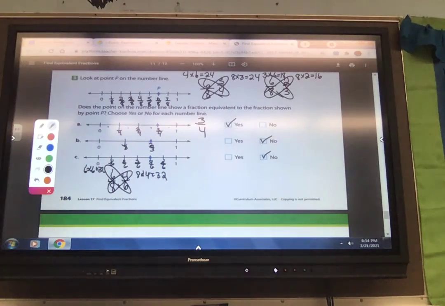So yes for the first one, no for the bottom 2. Your butterfly will let you know if they are equivalent or not. Make sure you're using that once you know what your fractions are.